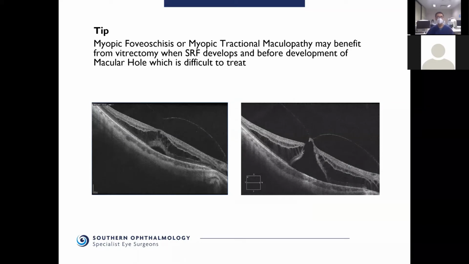So my next tip is myopic foveoschisis, which happens in higher myopes. The other term for this is myopic tractional maculopathy. If you see these patients, you want to refer them for consideration of VR surgery, vitrectomy, when there is subretinal fluid developing. You don't want to wait until a macular hole has appeared, because that macular hole would be difficult to treat, especially in high myopes. They are quite difficult to close.